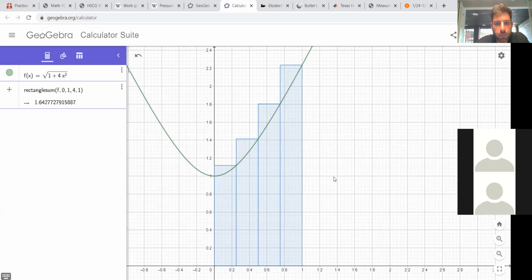So what you could compute by hand is the area of these 4 rectangles. Now the nice thing is GeoGebra did it for us. It computed the area of these 4 rectangles and added them together, and we got this number, 1.64277. Does anybody have a question about this?